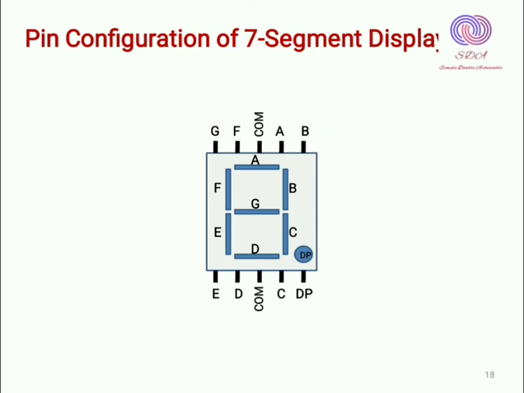A 7-segment display has 10 pins, 5 pins on upper side and 5 pins on lower side. Center pin of both sides is for common terminal and internally connected, and other pins are for segments A, B, decimal point, C, D, E, G and F.